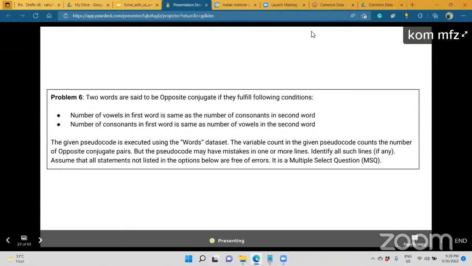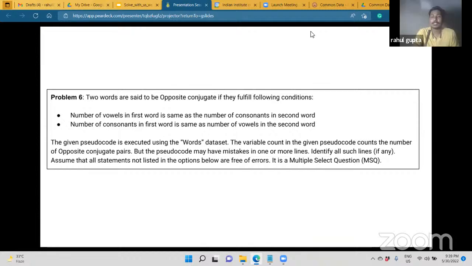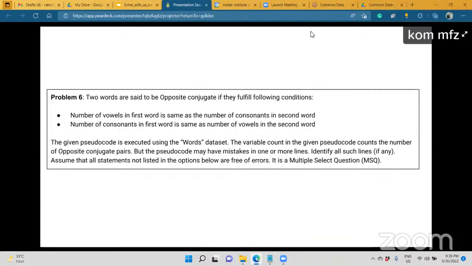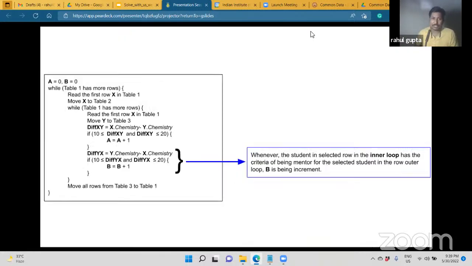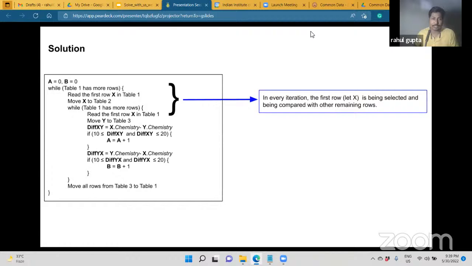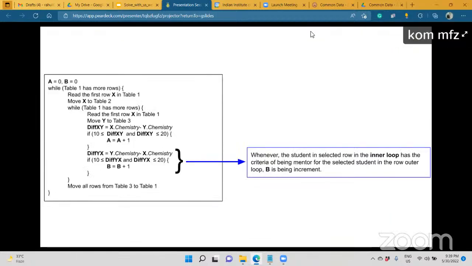Sir, in the previous question, what will be the value of B? B represents the same thing in opposite: the number of study pairs YX, where Y comes after X. Let us see what B was.